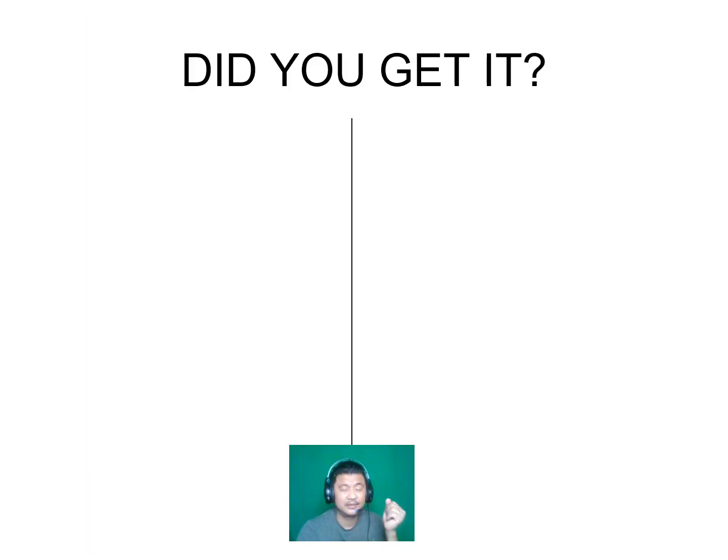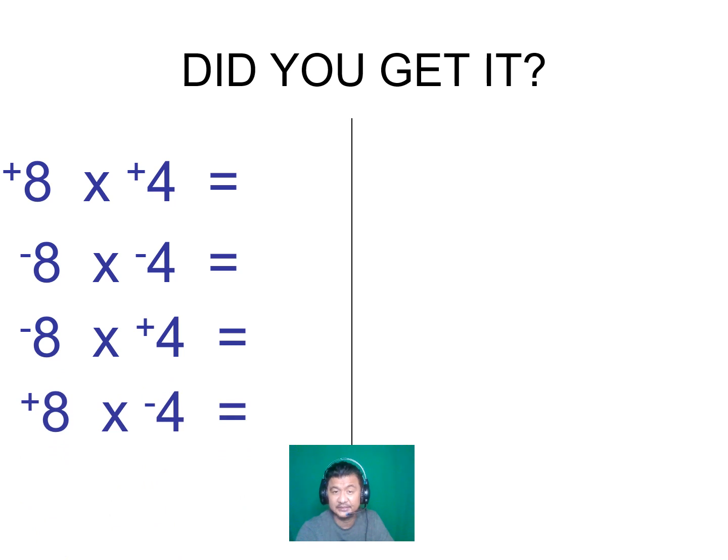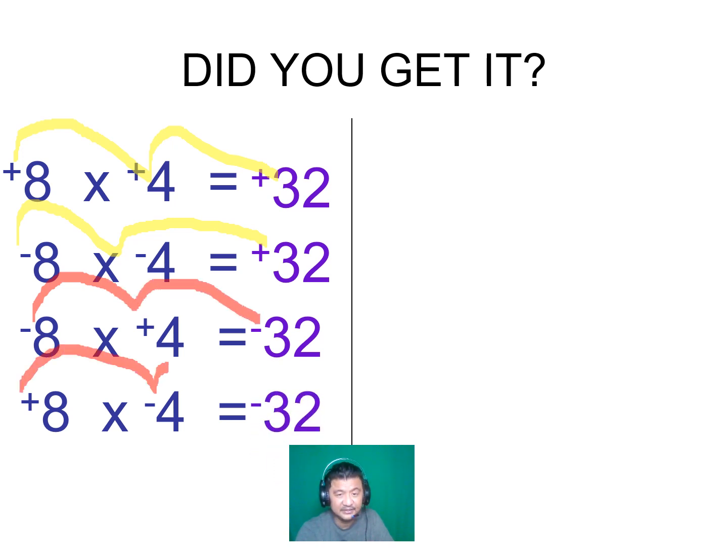Now, did you get it? Again, let's write it down. Another example. These have the same signs and this has different signs. Again, what do you say? 8 times 4, simply multiply them. But same signs, positive. Same signs again, positive, right? But here we have different signs. One is negative and one is positive. There you go. Different signs, negative. So that's the only thing you remember.